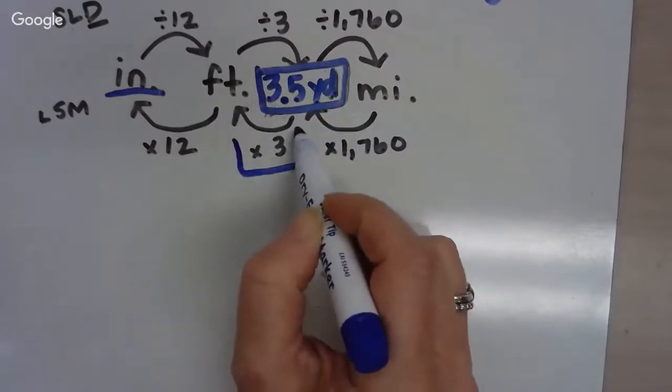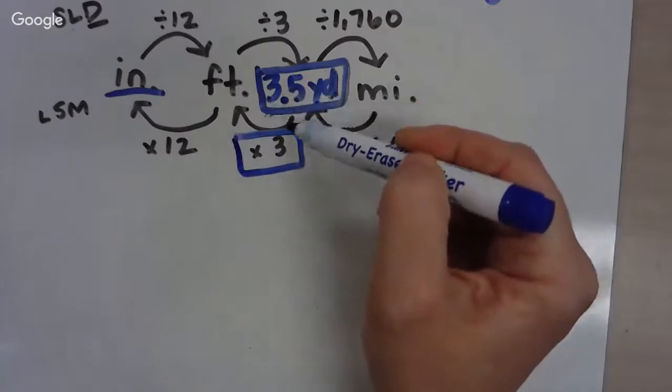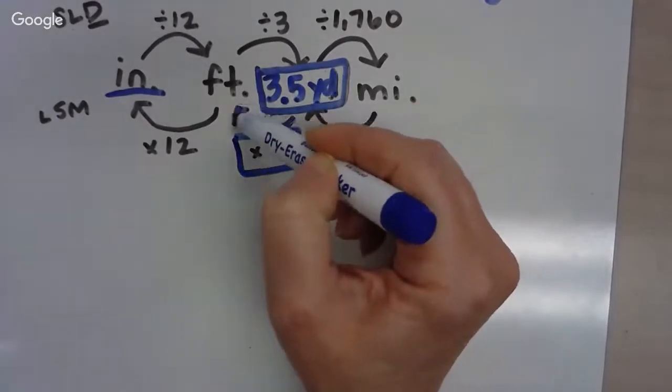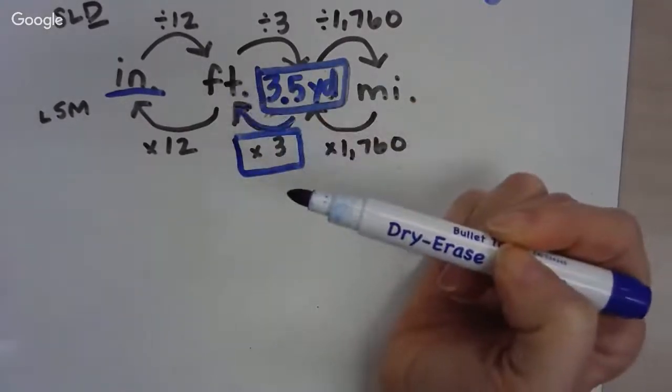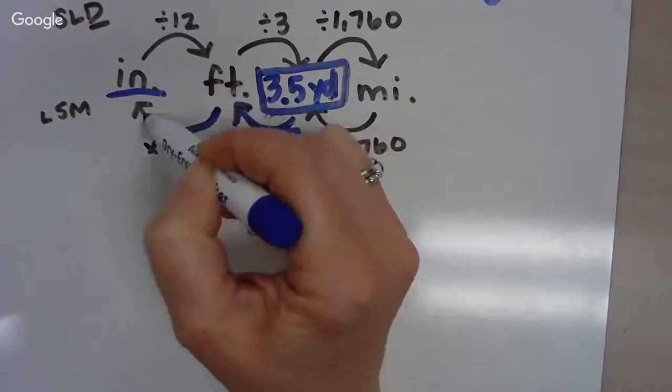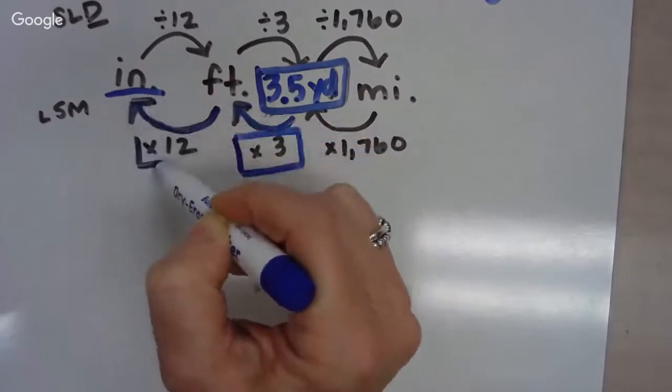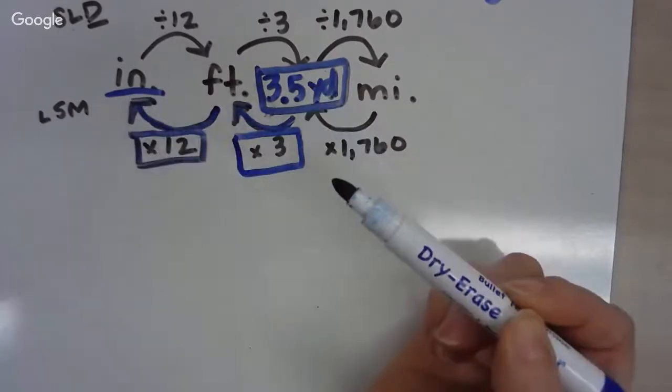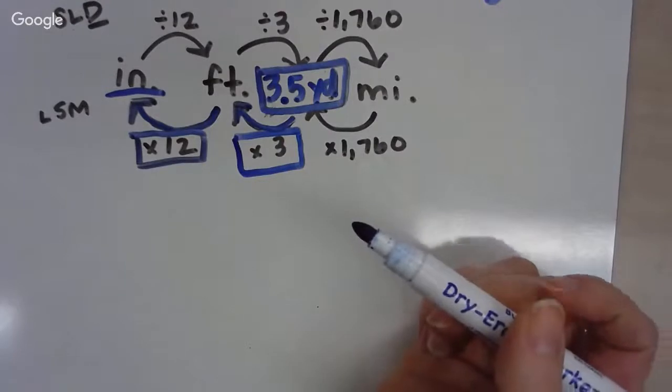I have to multiply it by 3 because the arrows are going in this direction. I have to go here to find out how many feet that is. Then I have to take that product and multiply it by 12 to find out how many inches I have in 3 1/2 yards.